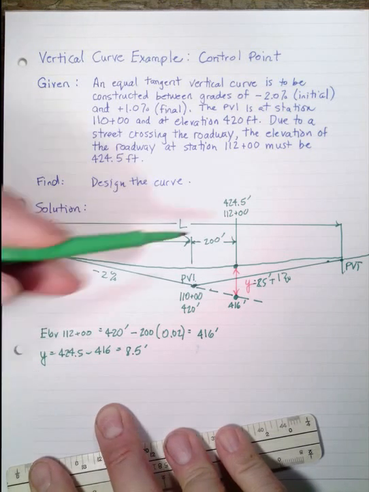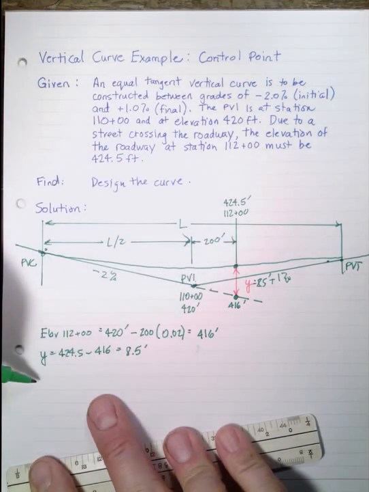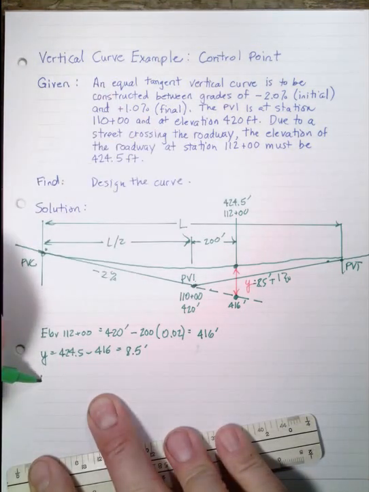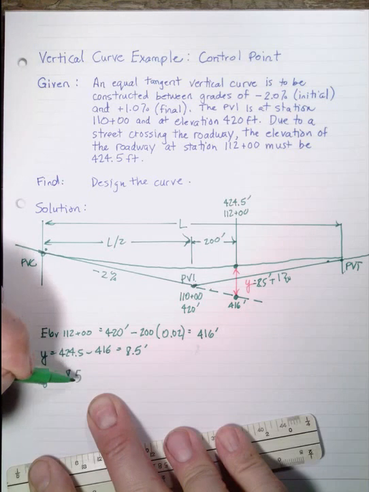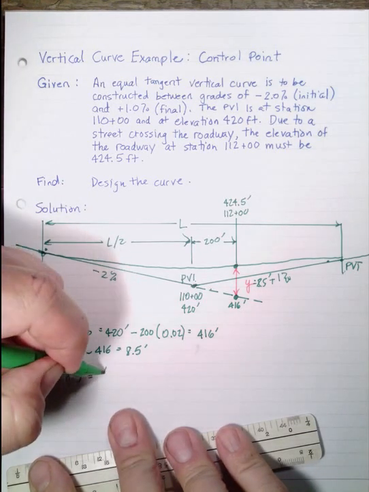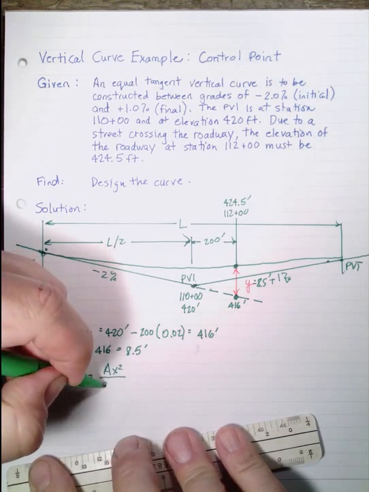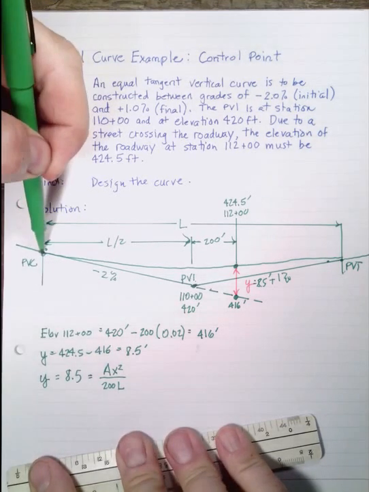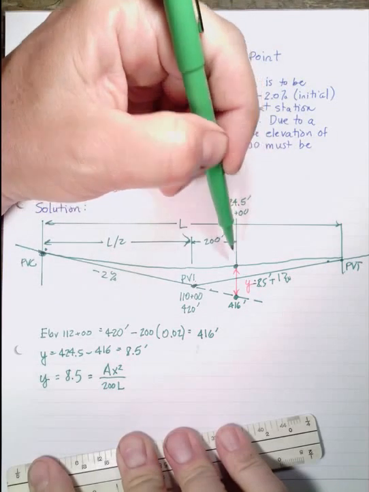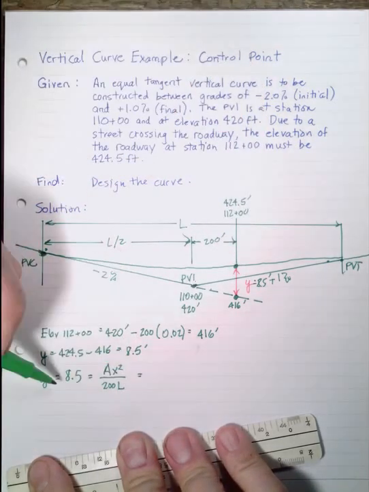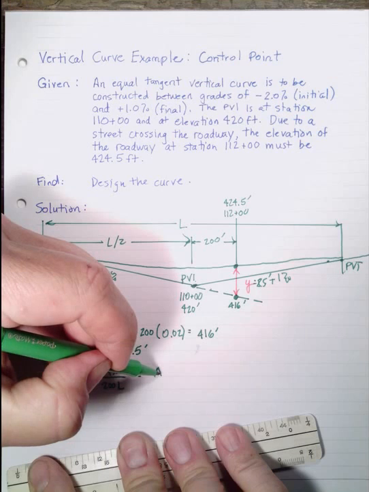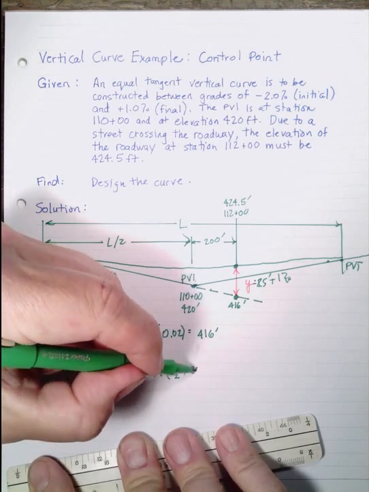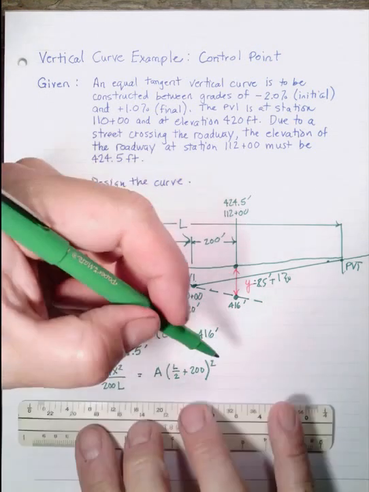So we know that the vertical offset for this particular station, for this particular curve, is equal to 8.5 feet. But you also remember that there is an equation for that, and that is A x squared over 200L. So L is the unknown here, and x is just the distance from the PVC to this road crossing. So we can do some substitution. 8.5 equals A times L over 2 plus 200 squared divided by 200L.